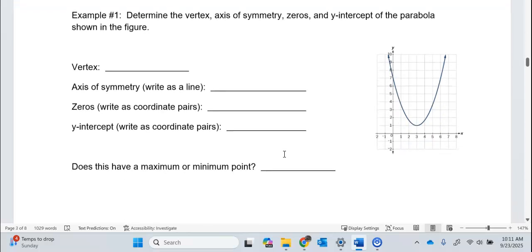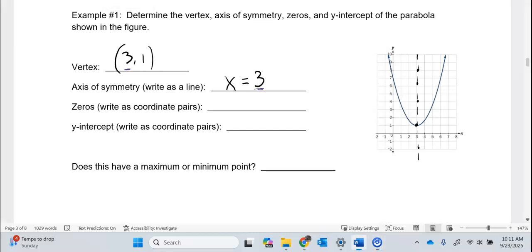Alright, let's do one. Determine the vertex, axis of symmetry, zeros. So first, given the graph, let's make sure we understand this. This is the vertex, that's at 3, 1. The axis of symmetry is a vertical line. A vertical line has an equation, x equals some constant, because the x values along this line are the same no matter what. That's x equals 3. That will always match the x value of the vertex. Those will always match, axis of symmetry.